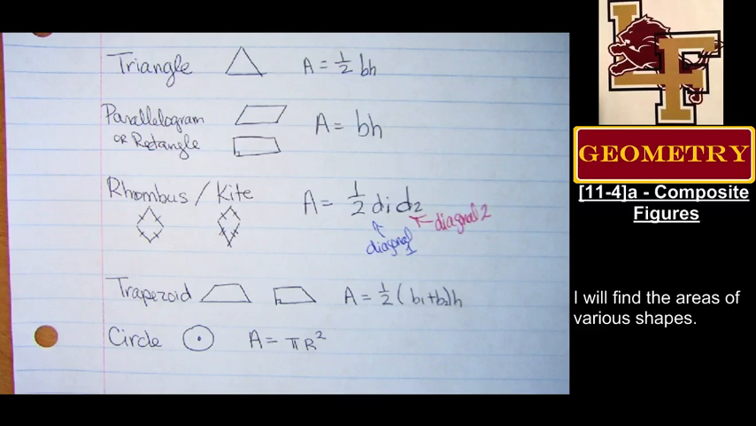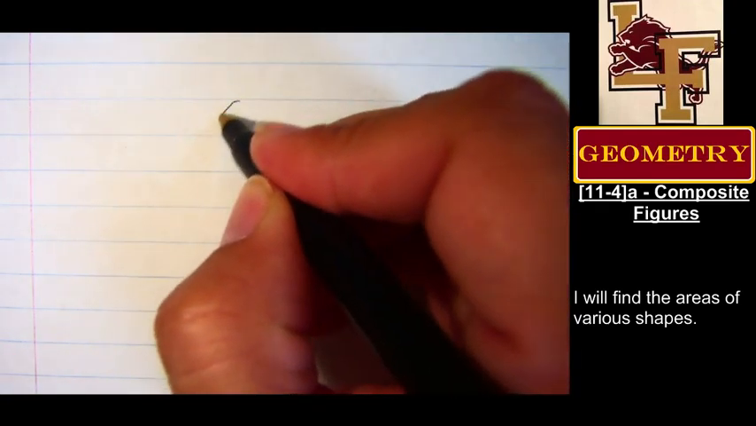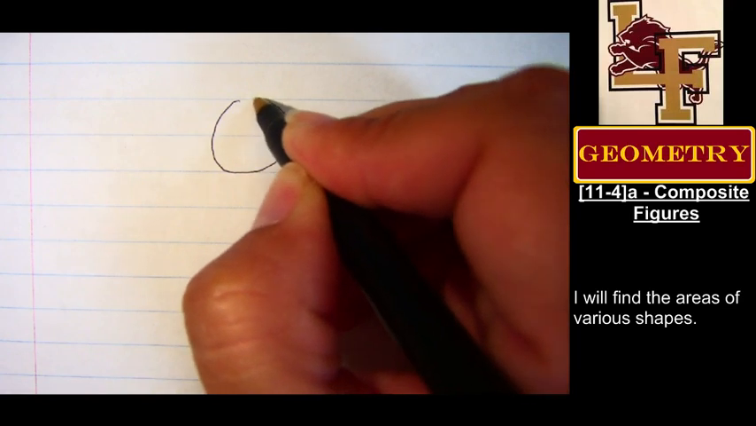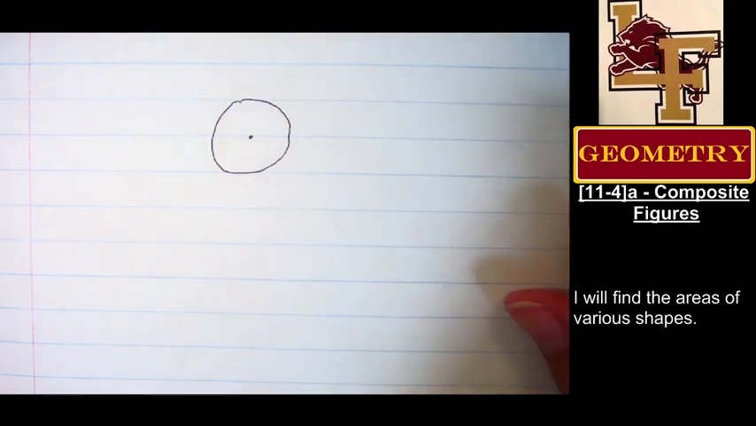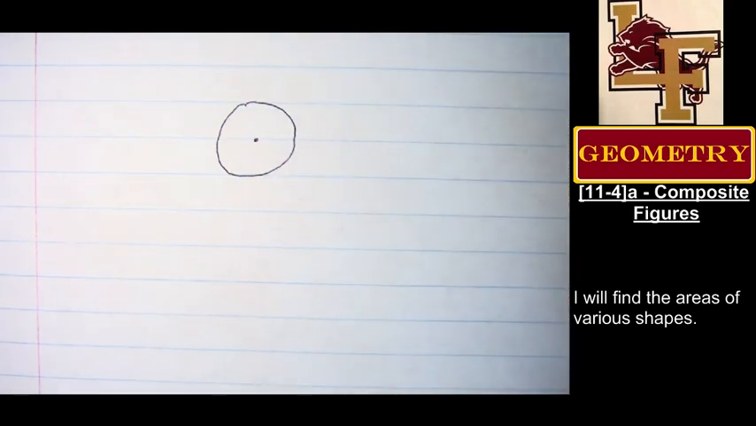All right, let's do something called composite figures. A composite figure is just a shape that's made up of a bunch of other shapes. So what shape do you want to start with? A circle? Okay, we'll draw a circle. Very good. Now we're going to add or take away something from the circle. What should we get rid of, or what should we add onto the circle? What's the next shape we should use?